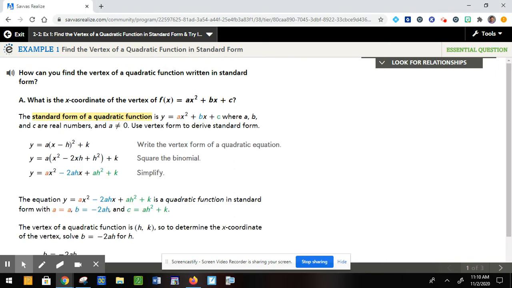Just to say off the top, you don't need to know all of this. This is just proving the formula that we are going to use. I'll talk you through it. They squared it out, and they simplified it.